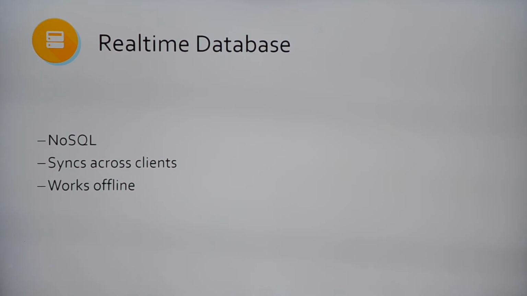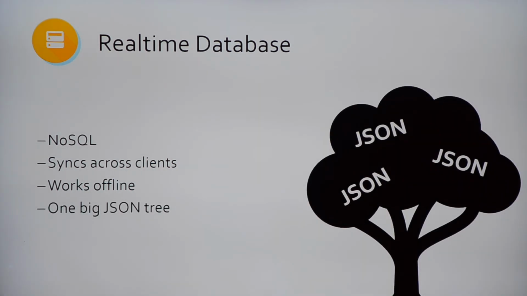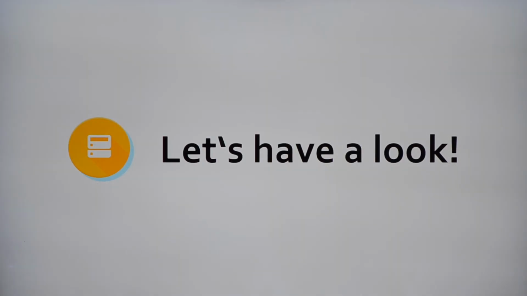And it works offline. Once you have downloaded the data onto your client, it can be stored there locally, and the app won't crash if you don't have internet. It will just continue working. And it's all in JSON format, so if you're familiar with JavaScript, then you'll find that nice as well. Okay, let's have a look at how it actually works.